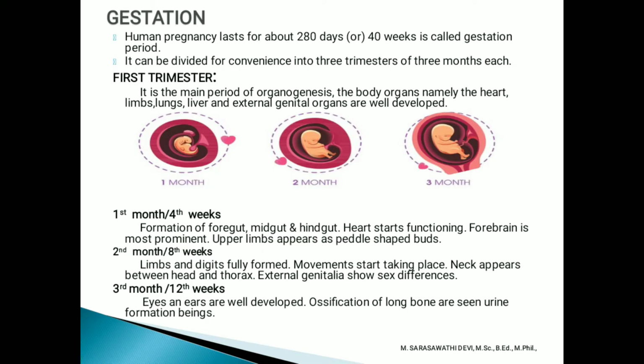Gestation. Human pregnancy lasts for about 280 days, that means 40 weeks. It is called the gestation period. For convenience it can be divided into 3 trimesters of 3 months each. The first trimester is the main period for organogenesis. The body organs, namely heart, limbs, lungs, liver, and external genitalia, are well developed.